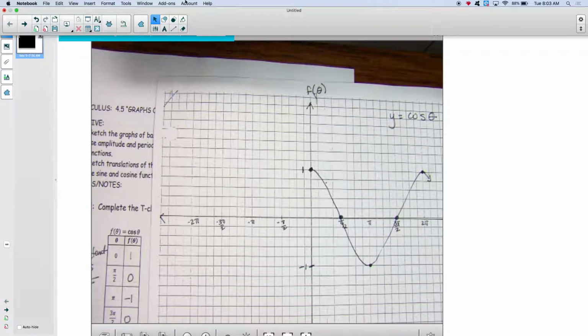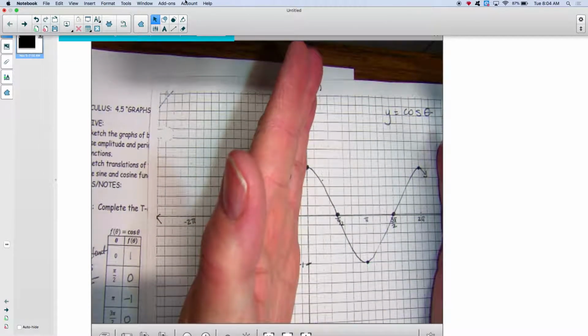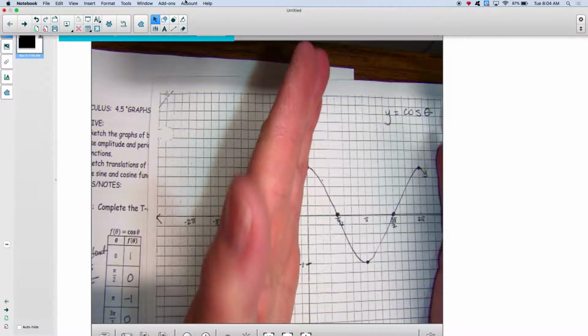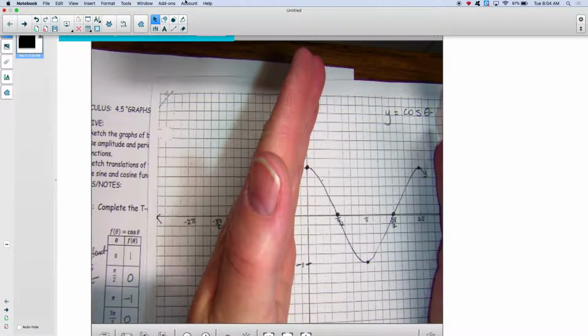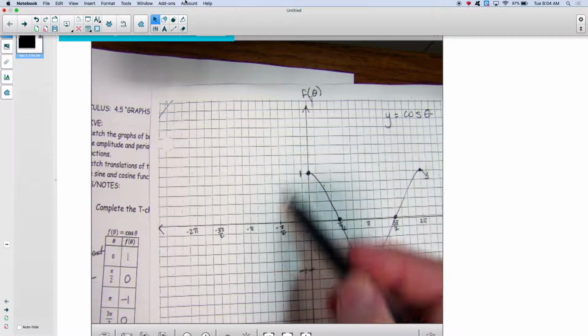When you start graphing these graphs for me, when I ask for one period, and we're going to get that in a minute, this is the part I'm going to look for. So when we start graphing, you're going to know that the cosine looks like a U. All right?